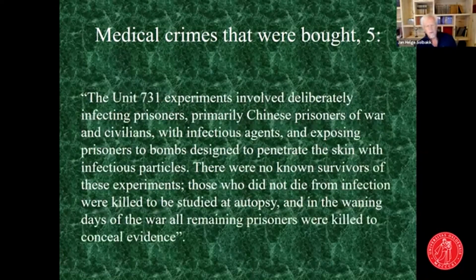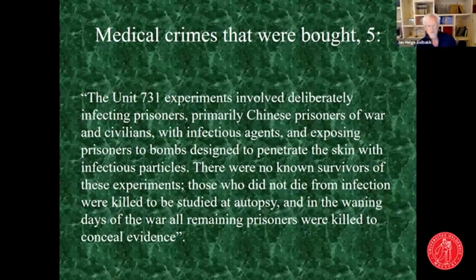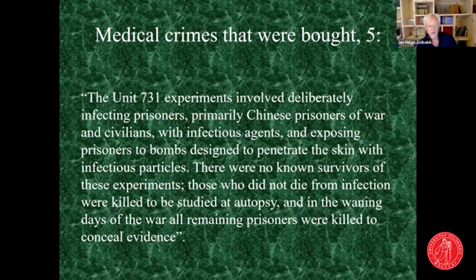The Unit 731 experiments involved deliberately infecting prisoners, primarily Chinese prisoners of war and civilians, with infectious agents and exposing prisoners to bombs designed to penetrate the skin with infectious particles. There were no known survivors of these experiments. Those who did not die from infection were killed to be studied at autopsy, and in the waning days of the war, all remaining prisoners were killed to conceal evidence.